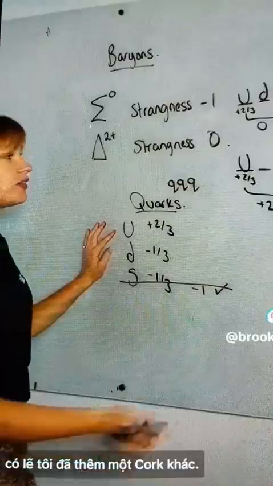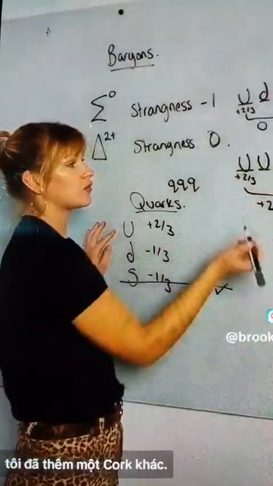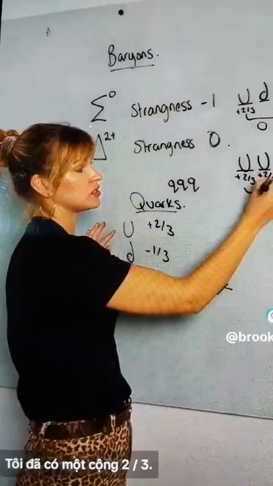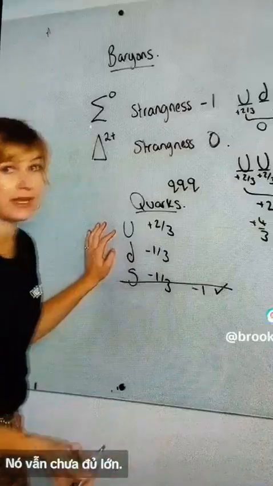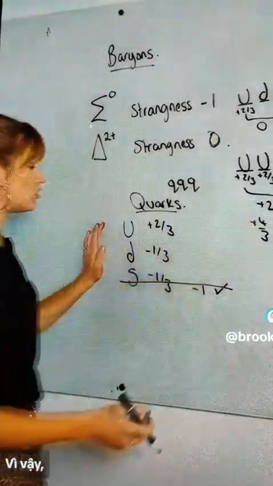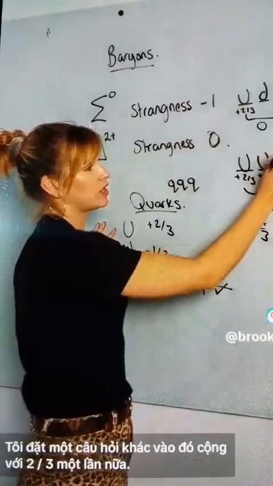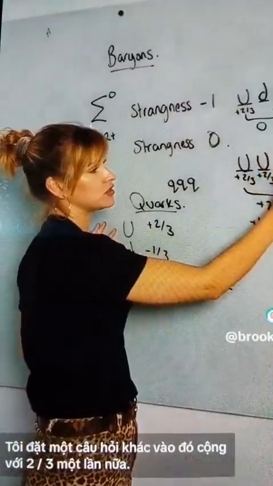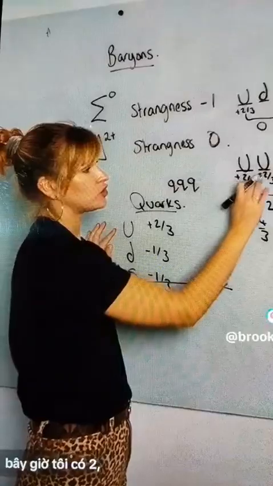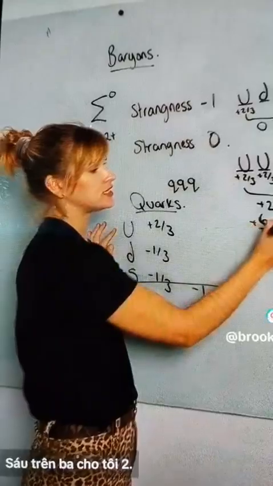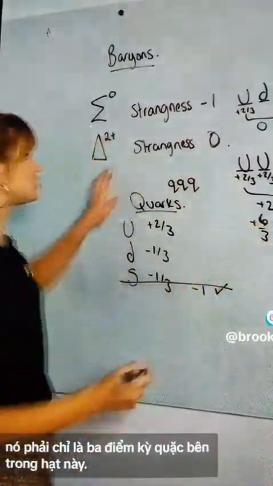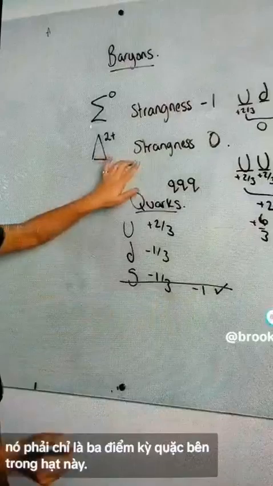So maybe I add in another up quark. So I add in another up quark, I've got another plus 2/3. So now in total I have plus 4/3. That's still not big enough. I need plus 2. So let's try another up quark. I put another up quark in there. That's plus 2/3 again. So now I have 2, 4, 6. I have plus 6/3. 6/3 does give me 2. So it must just be 3 up quarks inside this particle.